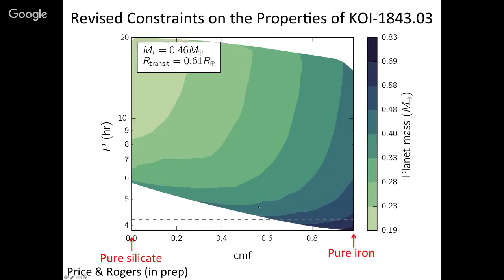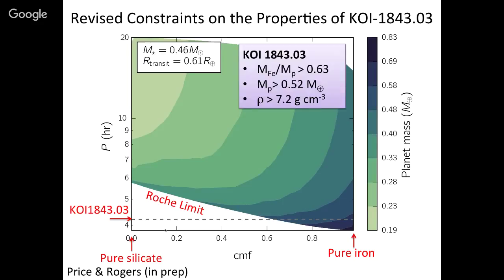And that's why we see these mass contours bending over here. I should say, this lower left-hand corner that's cut out is essentially the Roche limit, so planets that find themselves down here will be tidally disrupted. If we look at the properties of KOI 1843.03, based on these more sophisticated models, we find that the planet still must be very iron rich, at least 63% iron by mass, and the planet mass must be at least 0.5 Earth masses.